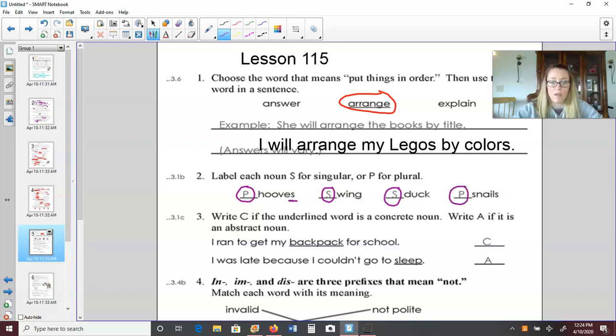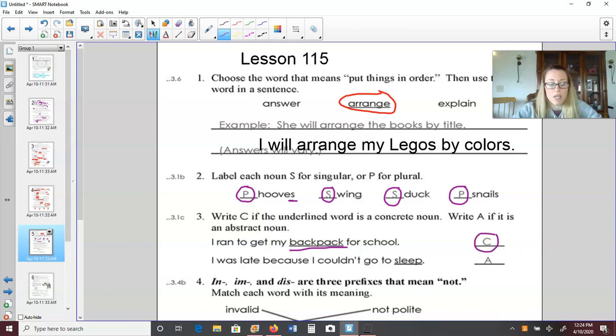All right, number three, writing a C if the word is a concrete noun, or A if it's an abstract noun. I ran to get my backpack for school. So backpack, is it a noun that you can see, feel, touch, hold? Yes, so we would say C for concrete.